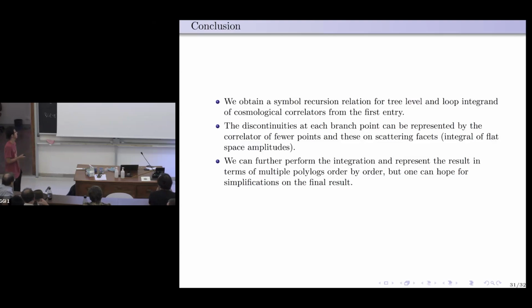Well, in loop amplitudes there is, because these, for tree, no, it's always multiple polylogs. And the entries are always just linear stuff, even without any square roots.